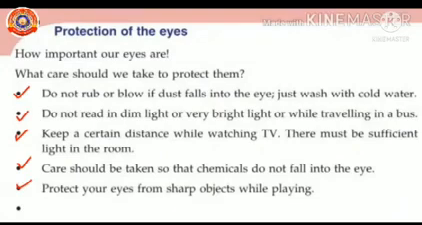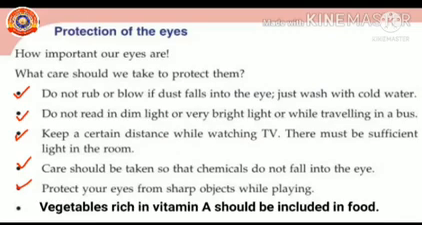Do not read in dim light or very bright light or while traveling in a bus. Keep a certain distance while watching TV. There must be sufficient light in the room. Care should be taken so that chemicals do not fall into the eye. Protect your eyes from sharp objects while playing. Vegetables rich in vitamin A should be included in food.